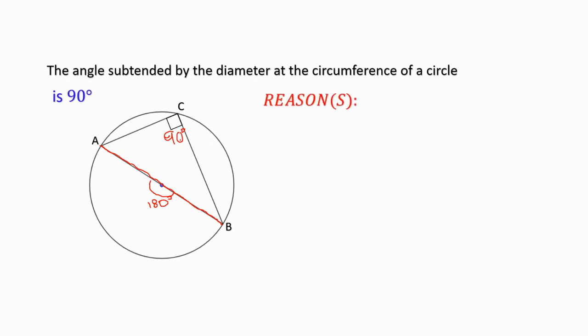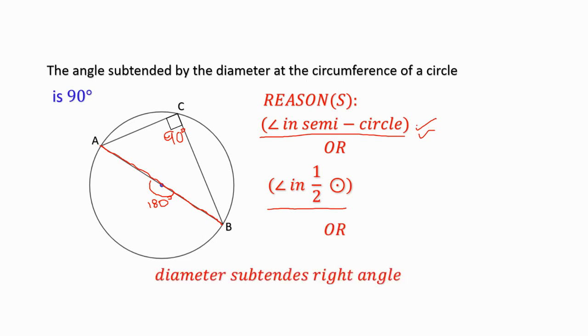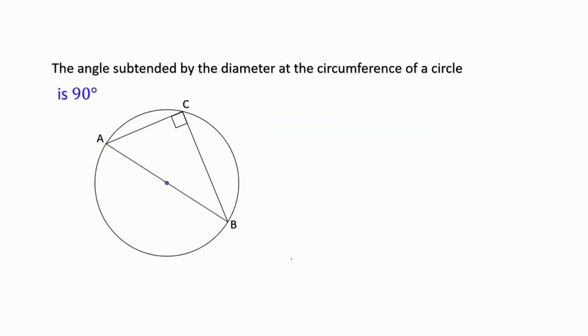Don't forget that, learners. And the reason we say is angle in semicircle, which is equal to 90 degrees. You can also say angle in half a circle, which is still acceptable as your reason, but the most common one is this one. Another way to say it: diameter subtends a right angle.